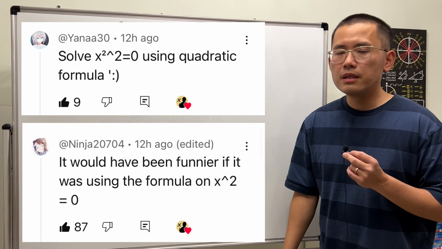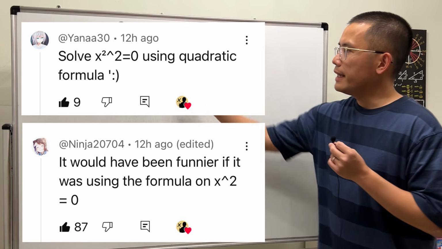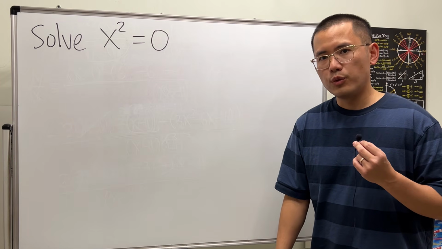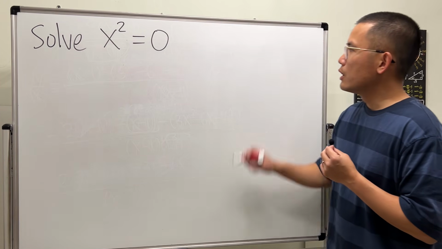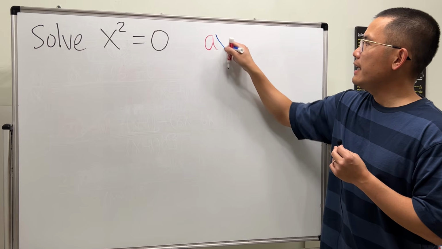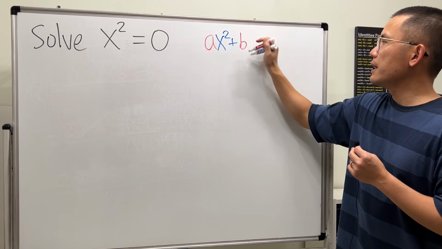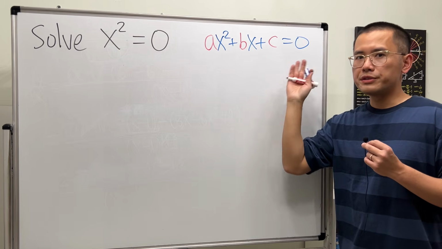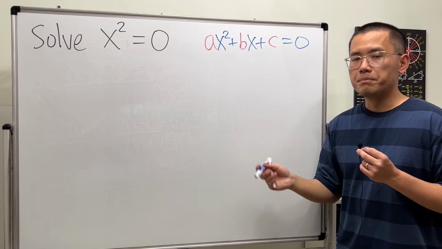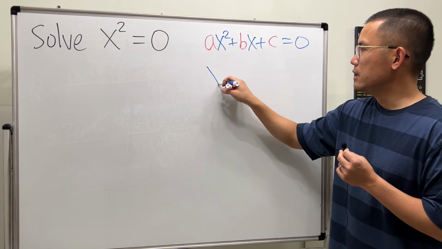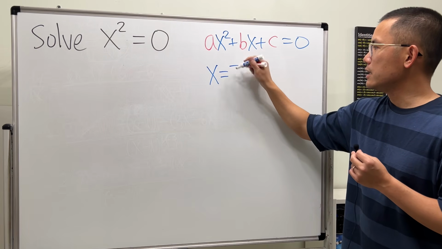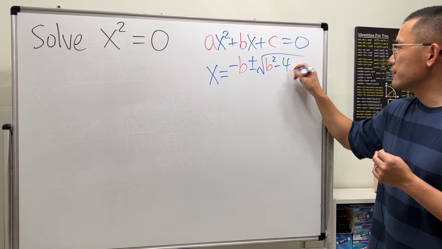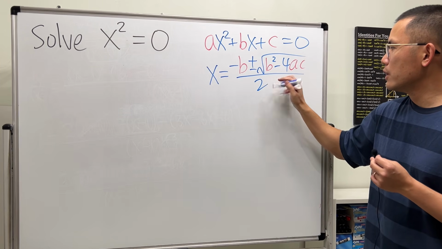So by popular demand, let's talk about how we can solve x squared is equal to 0 by using the quadratic formula. And of course, let's review what the quadratic formula is first. Right here, if we have ax squared plus bx plus c is equal to 0, which is just the quadratic equation in the standard form, then the formula says x is equal to negative b plus or minus square root of b squared minus 4ac all over 2a.